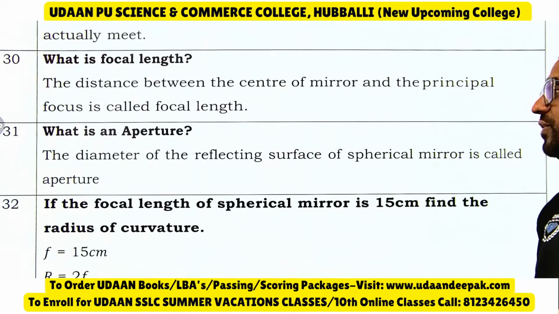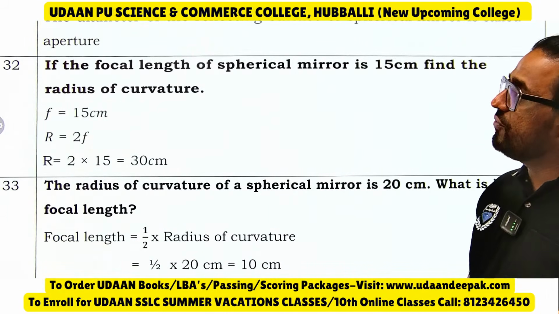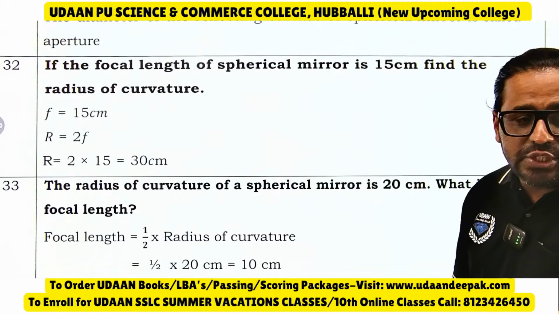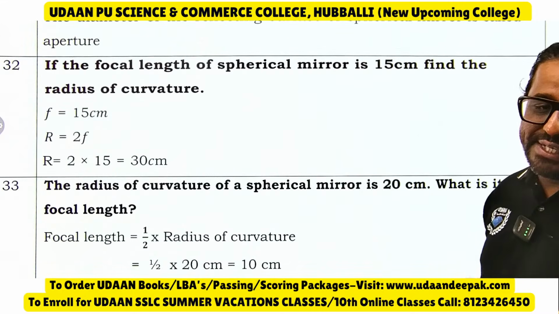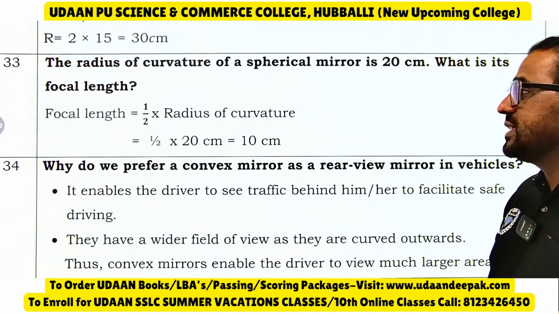The diameter of reflecting surface of spherical mirror is called aperture. If the focal length of the spherical mirror is 15 centimeter, find radius of curvature. It is 2 into 15. It is 30 centimeter. The radius of curvature of spherical mirror is 20. What is the focal length?